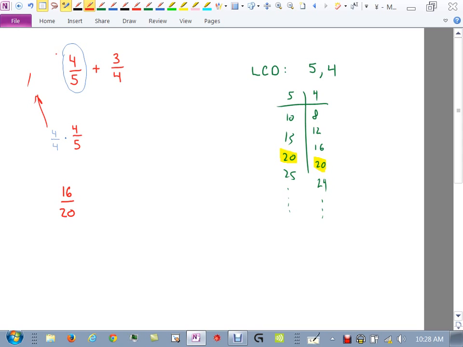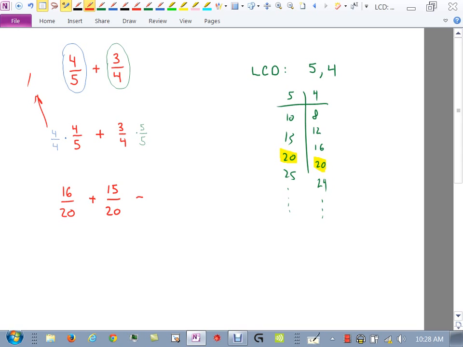Okay, now I'm going to do the same thing on the other one, except to turn the other one into something over 20, I need to multiply it by 5. So I'm going to multiply 5 over 5 times that 3 over 4. And notice I'm doing it on the right side of it. It doesn't matter. You could do it on the left. But I do it on the right because my plus is there. I don't want to get things crammed up together. And that will turn into what? 15 over 20.